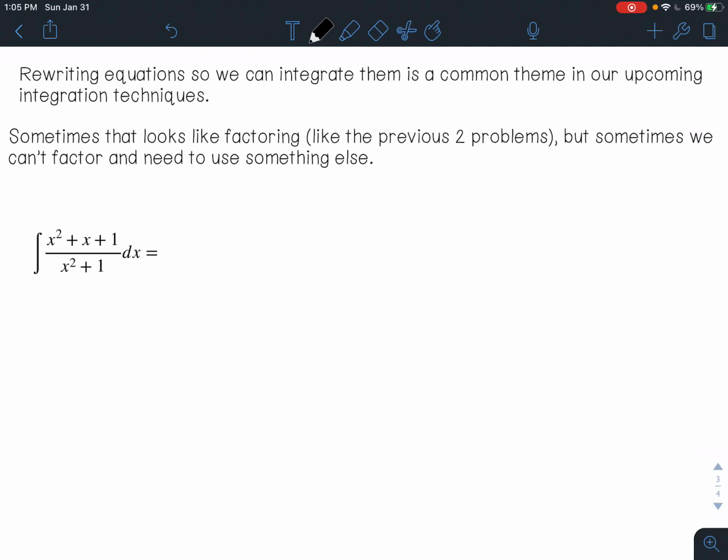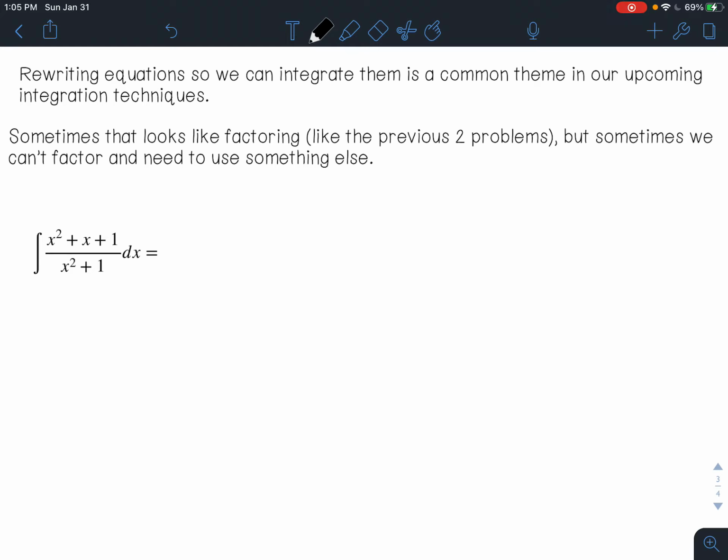So factoring and completing the square aren't the only ways to rewrite equations for integrals. Rewriting equations so we can integrate them is a super common theme with all of the different types of integration techniques. A lot of times it looks like factoring. You might just be able to factor straight up. You might be using something like partial fractions, so you don't have to worry about it being a perfect square, or you might need it to be a perfect square, so you might use completing the square. But sometimes you can't factor, and sometimes it's a little bit more straightforward than that, right?